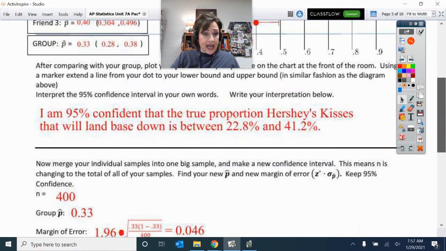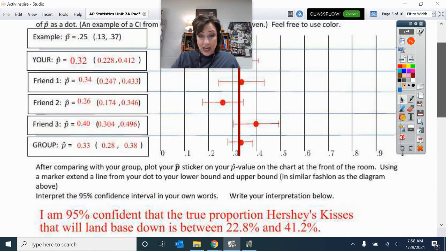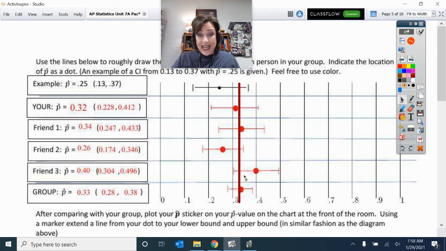And so let's take a look at that. So look at what happened. So sample size of 400. The average of my 4 friends, or the 3 friends and myself, was 0.33. And so then here was this margin of error, the critical value, the Z star, times that standard deviation. And so look at this interval from 0.28 to 0.38. So let's look at that up here. It is this bottom interval that I have.